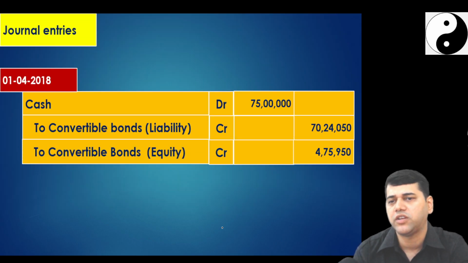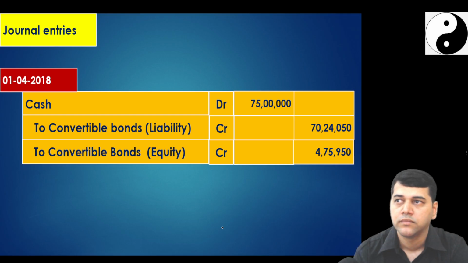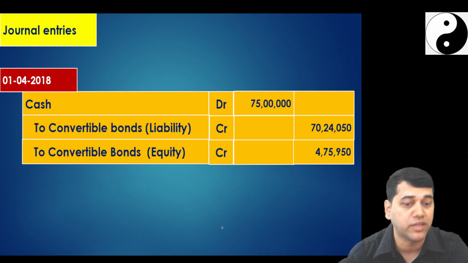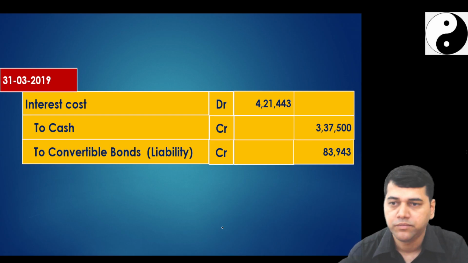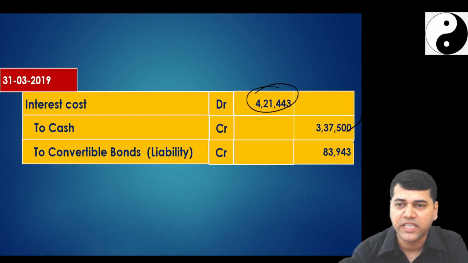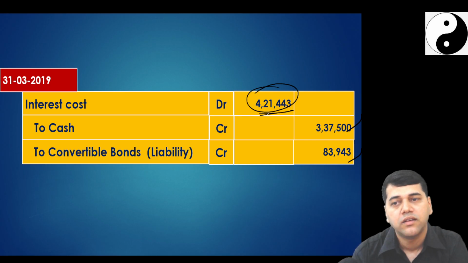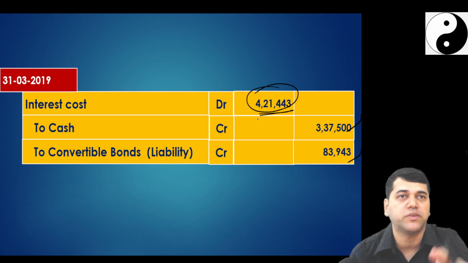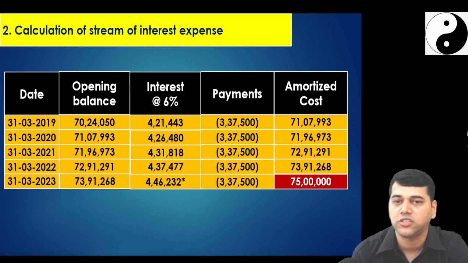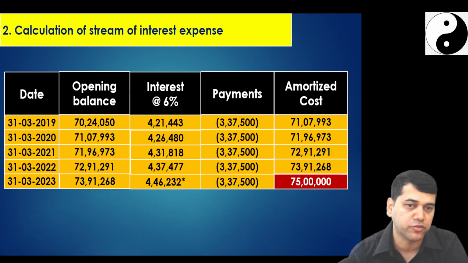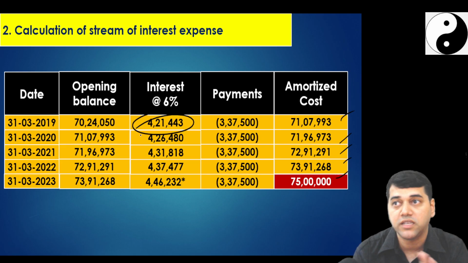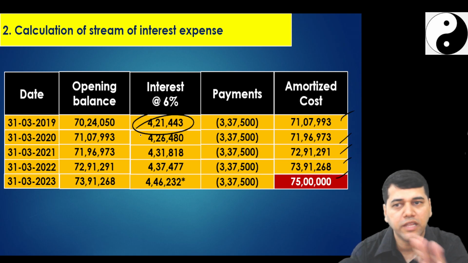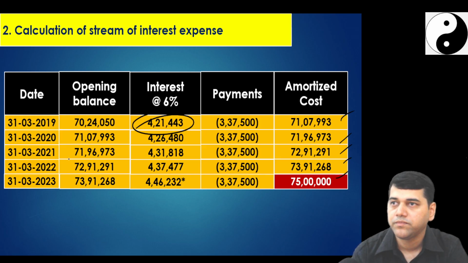Very easy: cash account debit, to convertible bonds, to convertible equity. Same story. In this question, I want to show you something and ask your understanding. Then I'll prepare the interest cost entry: interest cost account debit, to cash, to convertible. How did I get this interest cost? Opening balance of liability into 6% interest, which comes from the amortization schedule. They asked for the stream of expenses, so I calculated it, and I got 4,21,443. There's no problem with my financial year here; for a full year I will take it. Followed, no?